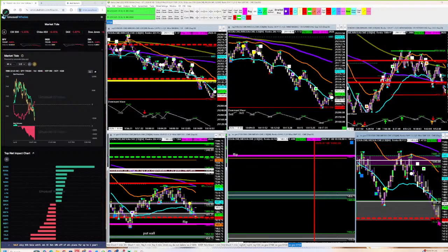But my guess is we're going down to the flip zone. We're going to take out the flip zone and we're going to come down and test that put wall. So I'm leaving half on. If I'm wrong, right, I will donate my money back to the market that I have in pocket right now.